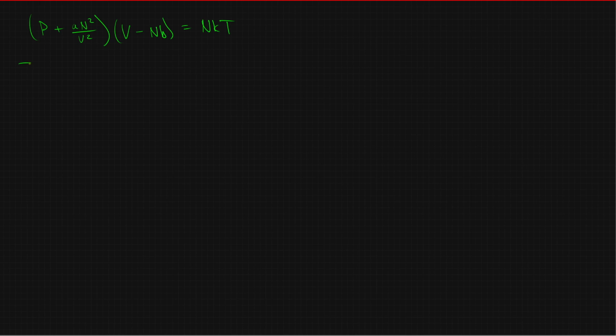Okay, so we can get this into a nicer form where we only have it dependent on P. If we do that, we get the following expression: NkT over V minus Nb, minus aN squared all over V squared. So that's just taking this relationship right here and solving it for P. Oh boy. Okay, so what's the best way to describe this?